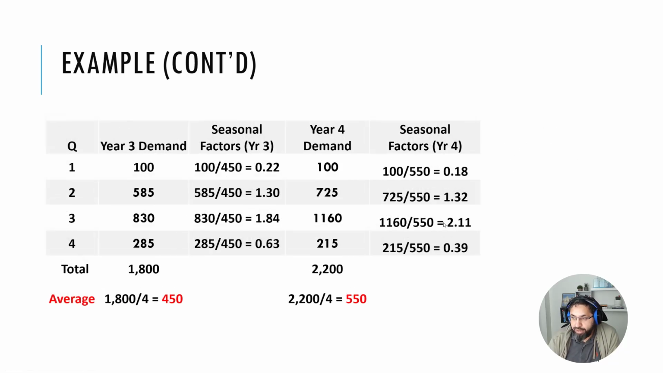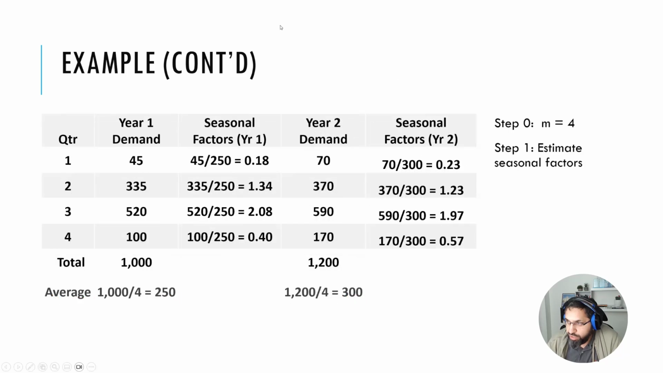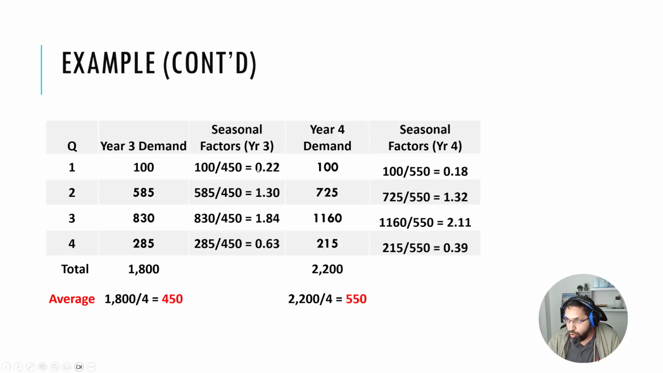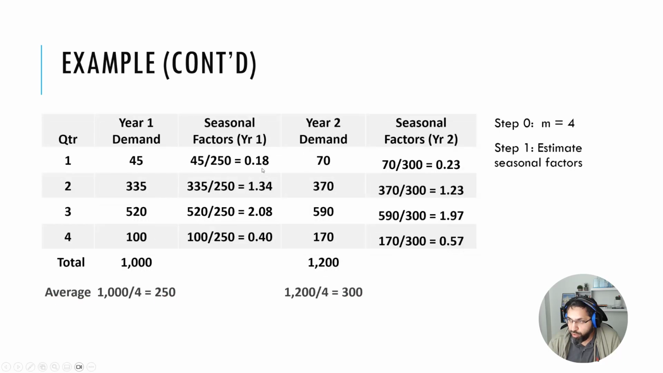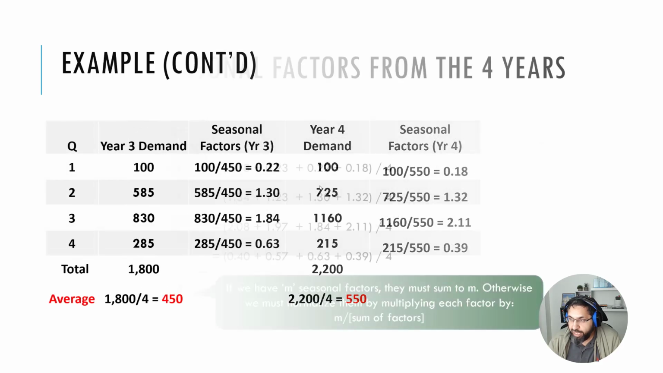Okay, and now for each quarter, you have 4 seasonal factors. Quarter one, your seasonal factor is 0.18 from year 1, or 0.23 from year 2, or 0.22 from year 3, or 0.18 from year 4. So you're going to average these 4 seasonal factors for quarter one, which you got 1 per year for the 4 years of data, to get the average seasonal factor.